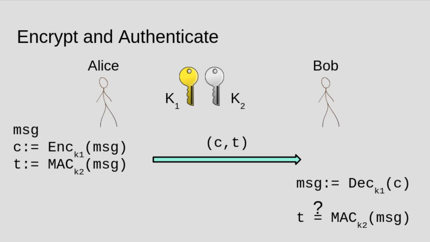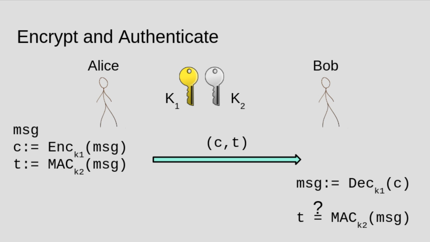Here's the setup for encrypt and authenticate. Alice and Bob share two symmetric keys. So this is not a public key pair, right? These are two separate shared secret keys. In this scenario, Alice has a message that she would like to send to Bob. She first encrypts the message using key K1 to produce the ciphertext C. She separately computes the MAC of the message using the second key, K2, and this produces the tag. Alice then sends the ciphertext and the tag on the wire to Bob.